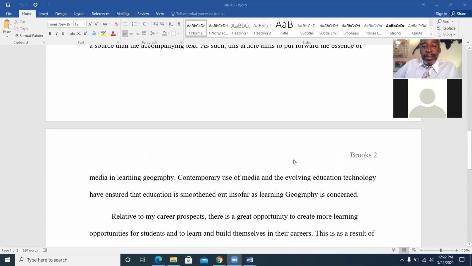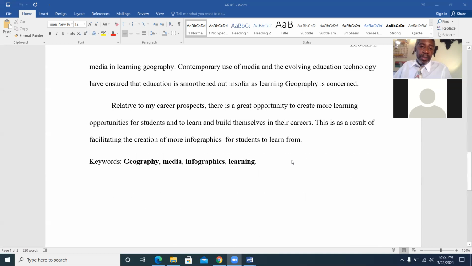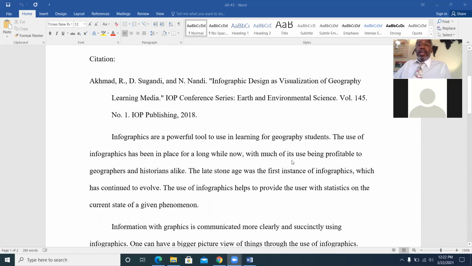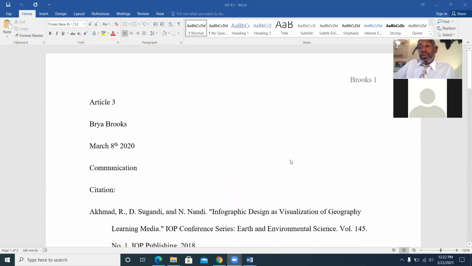Keywords. See, I would probably add as a keyword maybe she has infographics. Yeah, she does have that. Maybe data visualization would be another keyword. I would have to actually read the article to get a better idea. So a couple of things missing here. Just remember that for next time.